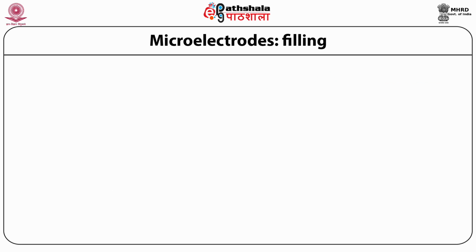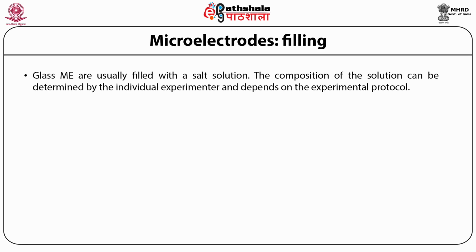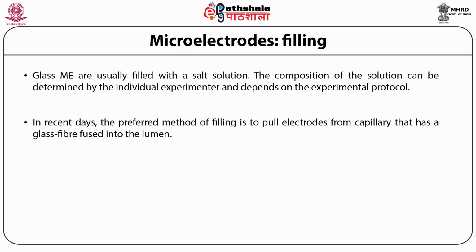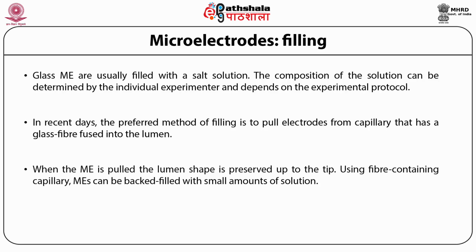Microelectrode filling. Because the tip is so small, it is not easy to fill microelectrodes. So glass microelectrodes are filled with a salt solution. The composition of the solution can be determined by the individual experimenter and depends on the experimental protocol. In recent years, the preferred method of filling is to pull the electrode from a capillary that has a glass fiber fused into the lumen. When the ME is pulled, the lumen shape is preserved up to the tip. Using a fiber containing capillary, MEs can be backfilled with a small amount of solution.